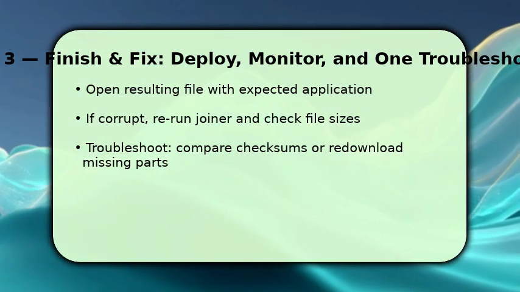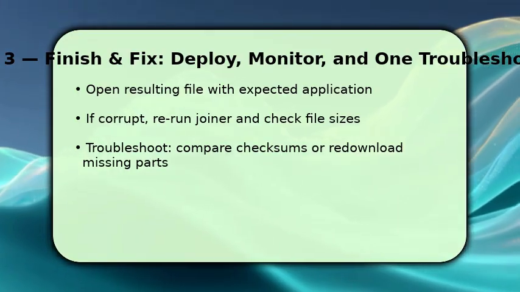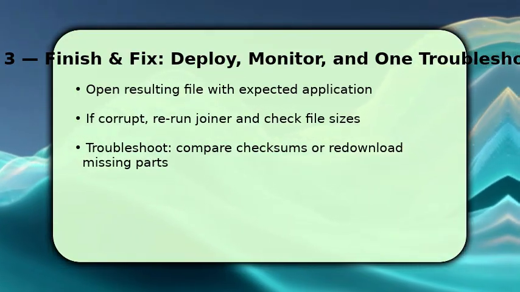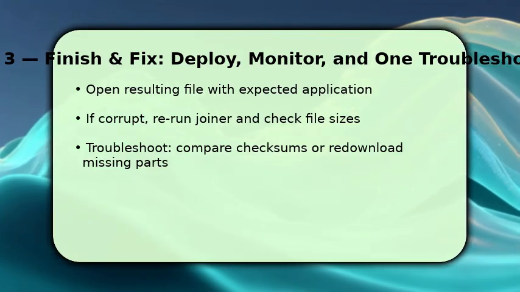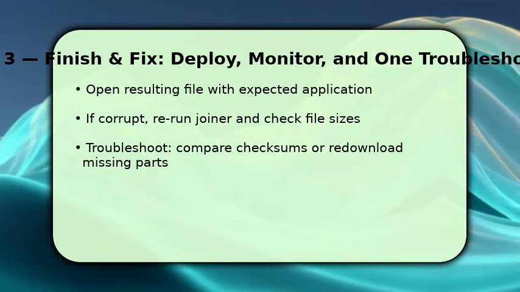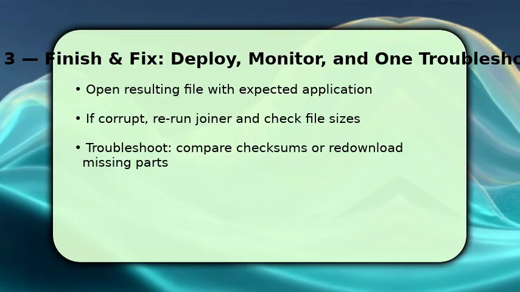After completion, open the combined file with the application that handles the final format. This proves success. If the file fails to open or shows corruption, stop and rerun the joiner after checking each part's file size. A truncated part causes failure. Make sure file permissions allow reading.